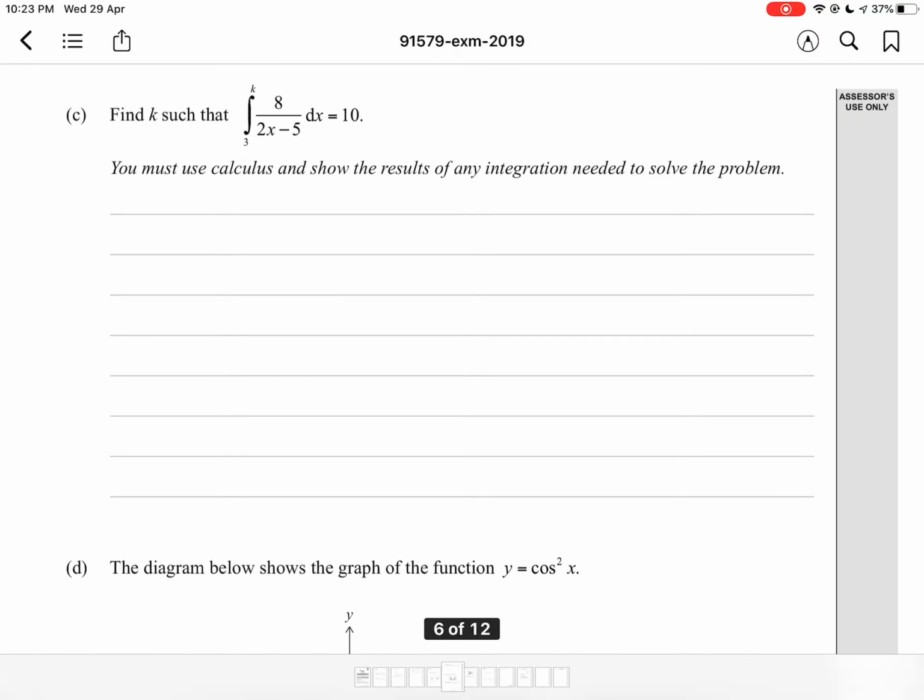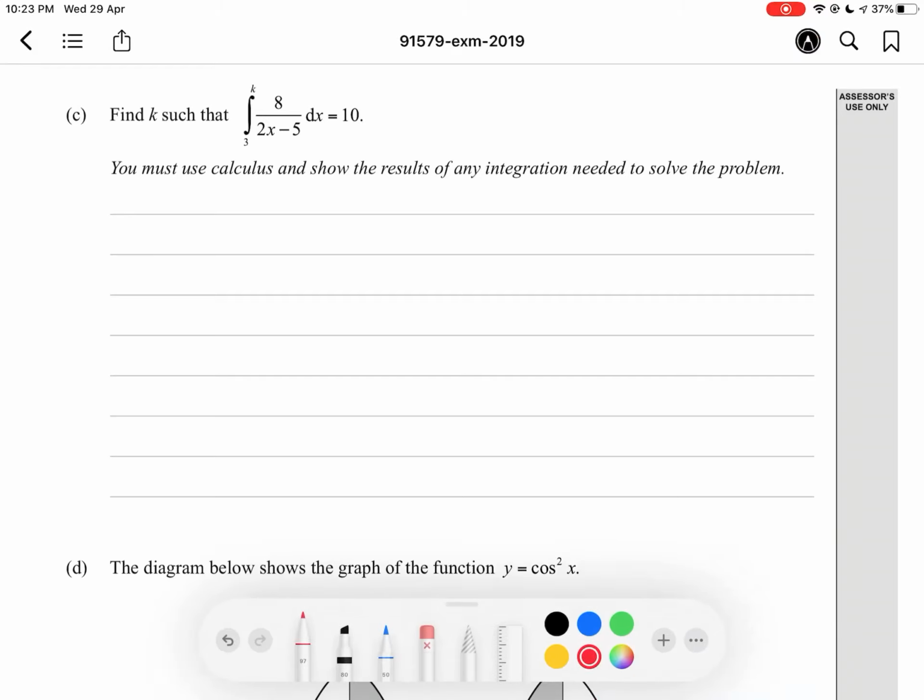Alright, question C. Find k such that the definite integral between x equals k and x equals 3 of 8 over 2x minus 5 dx equals 10. Okay, so first things first, we need to integrate. To integrate this function, we're obviously going to have an ln function here. So notice that we have 8 in the numerator, and the derivative of the denominator is 2.